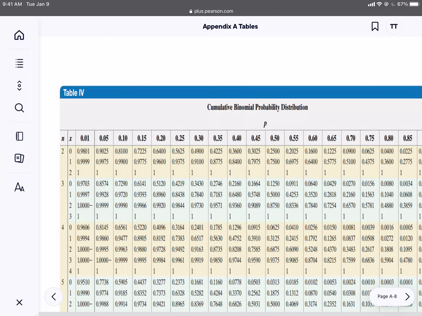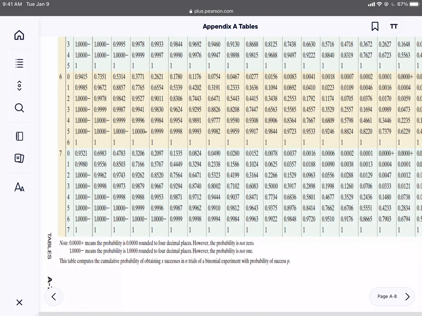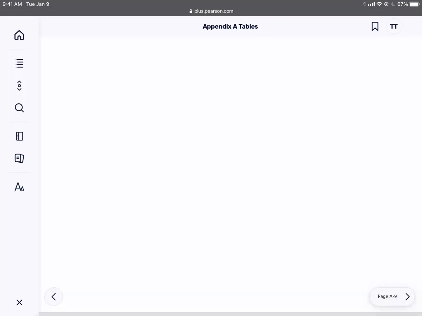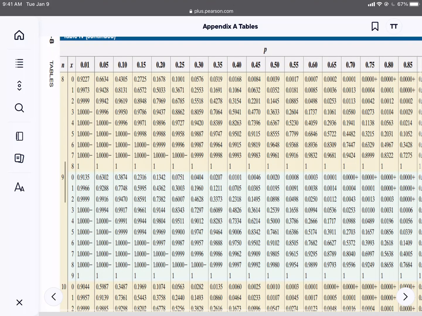Okay, here's table 4, which says cumulative binomial probability distribution. So our n is 9, so that's going to be on the next page. Okay, so here n is 9. Our probability is 0.2, so we're looking at this column here. And this is cumulative, so it's taking the one before and adding it to it. So when x is less than or equal to 3, the probability is this 0.9144.